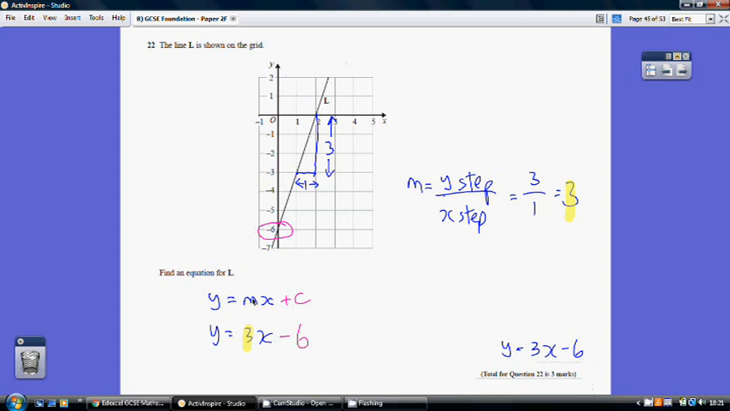Now to work out the gradient, we need to have a triangle, we need a slope. So take a nice easy triangle that's just going to be whole numbers, and I can see this triangle here has got a y step of 3, so a height of 3, and an x step, a base of 1. Now the gradient is the height divided by the width, so 3 divided by 1, which is 3. So this line has got a slope of 3. For every one along, we go 3 up. So y equals mx plus c, y equals 3x minus 6.